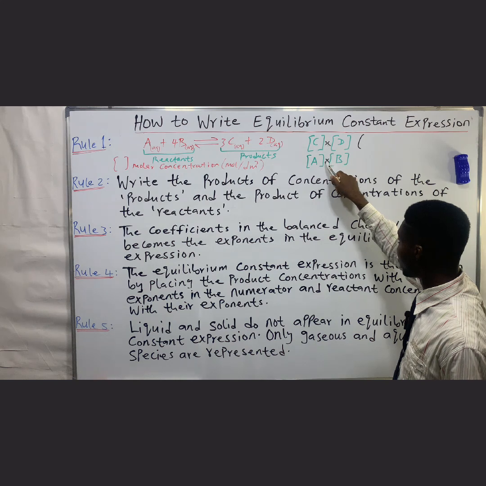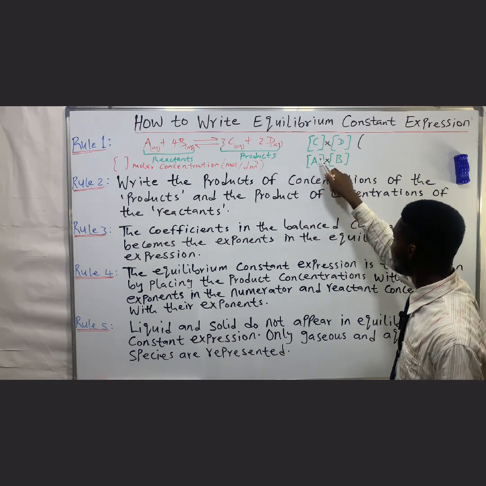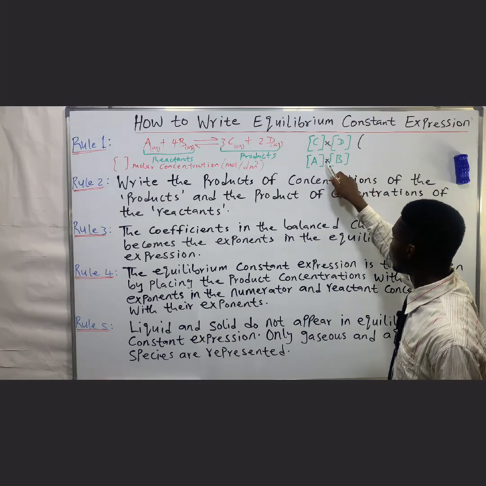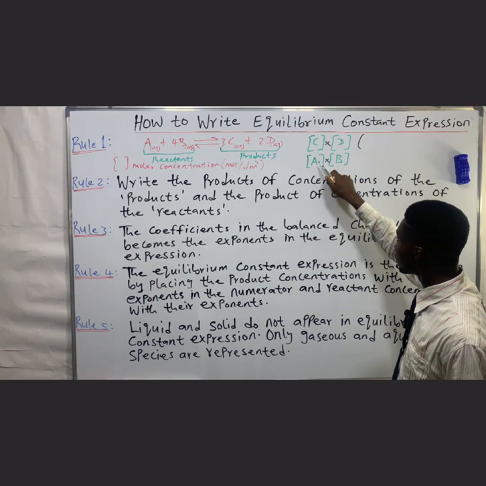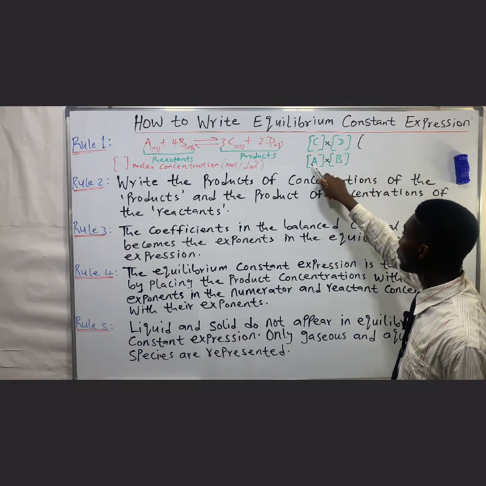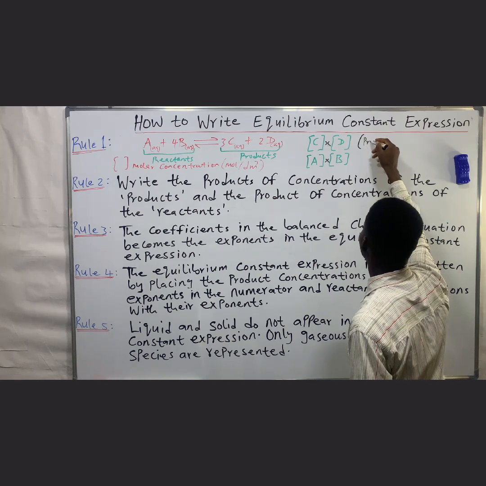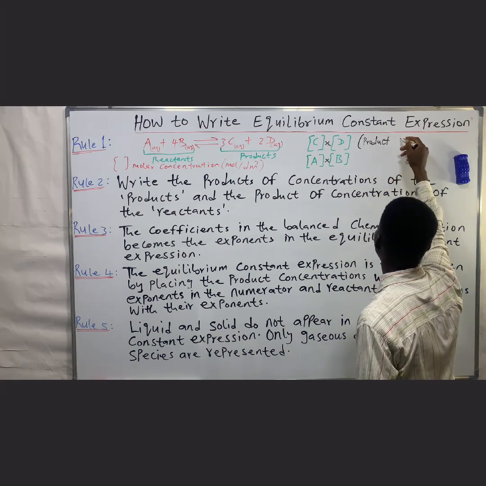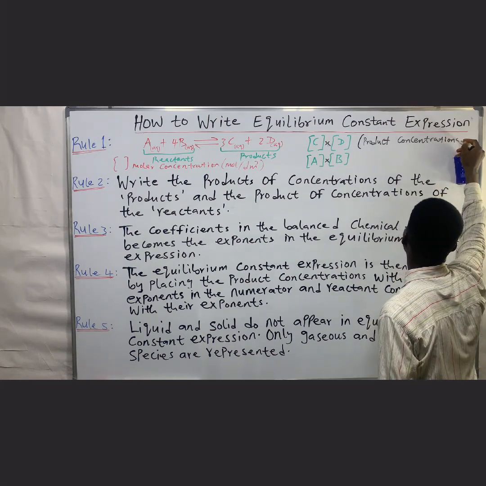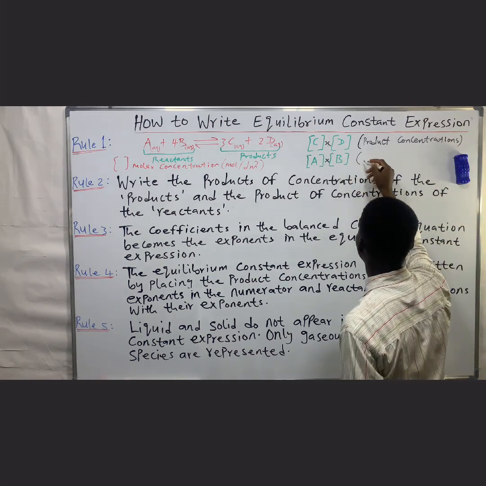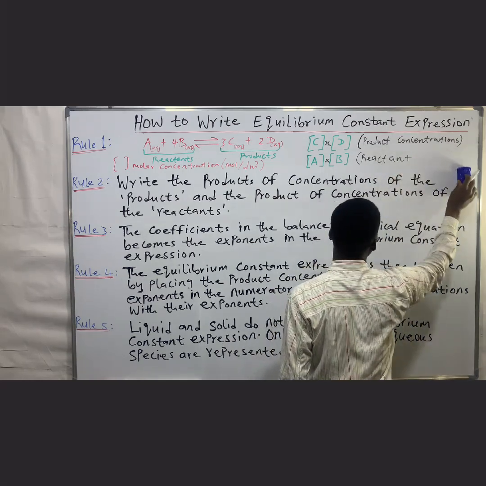Product means multiplication. This is the product of the concentrations. I told you this symbol represents concentration, so this is the product of the concentrations of the reactants. I'm going to call this the product concentration, and I'm going to call this the reactant concentration.